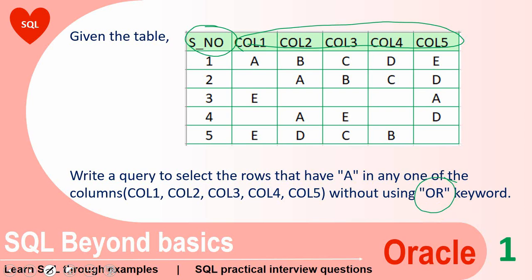Let me again reiterate the question. For this given table, you need to write a query which fetches the record that contains A in any of the columns. For example, here A is there in the first column, A is there in column 2, and the same way here there is an A. So the expected answer is that it should fetch the first, second, third and fourth records. It should not fetch the fifth record because there is no letter A in this row. The only restriction is that you should not use the OR keyword.